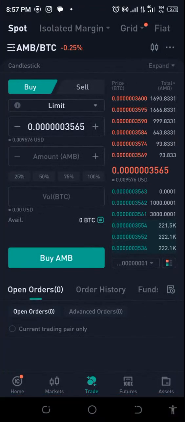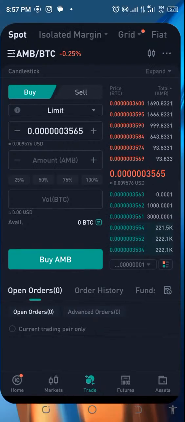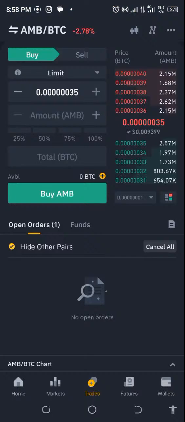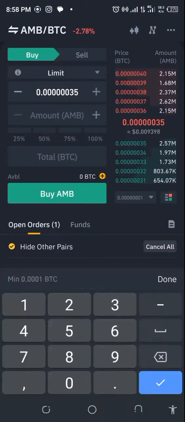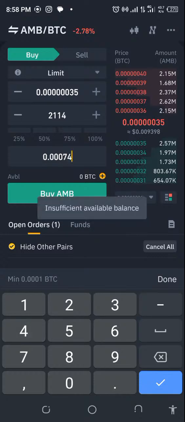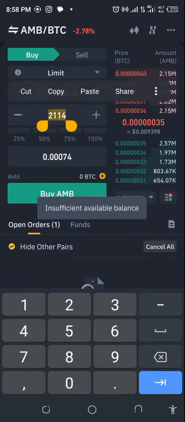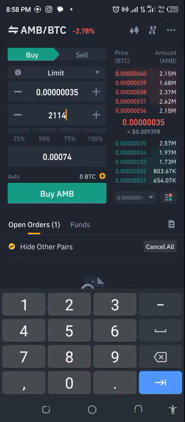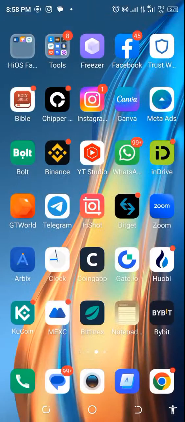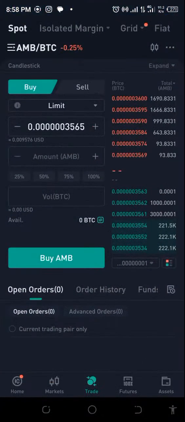3565. I have to check this out one more time. I think what I did was 2114. I'm not sure. I think so. Let's put that here. 0.00074. 2114. Let's see. I know we're taking time, but if it's not going to work, there's no need going ahead.